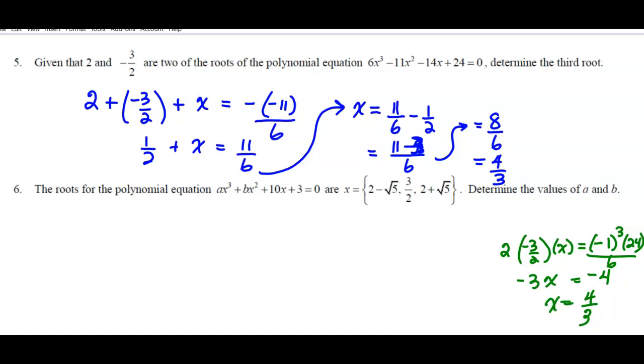Okay, so here we'll use the sum property, so we're finding the sum. These are opposite in sign, right? So it's going to be 2 plus 2 plus 3 over 2. So 4 plus 3 over 2 is going to be 8 plus 3 over 2, that's 11 over 2. Okay, so then that means 11 over 2 is equal to negative B over A. Can't solve that yet, right? We don't have enough information.